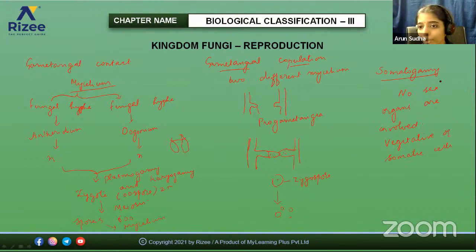And in the case of somatogamy, there is no involvement of gametes, but just the vegetative or the somatic cells fuse together and result in the formation of spores. That is the somatogamy. Okay, clear?